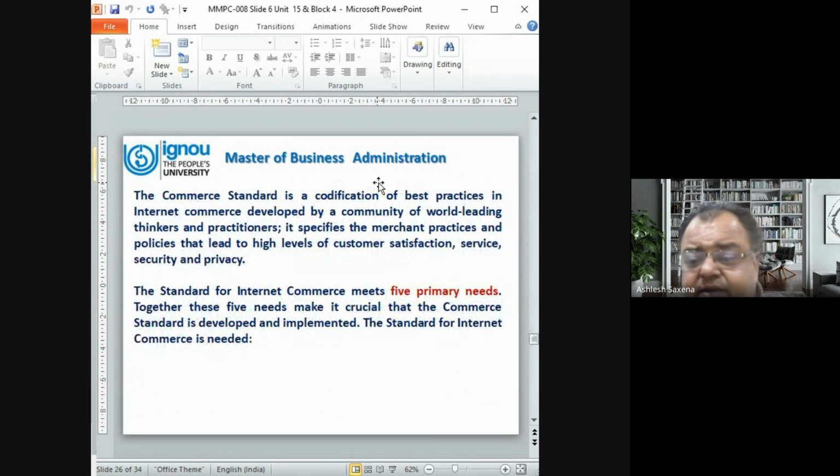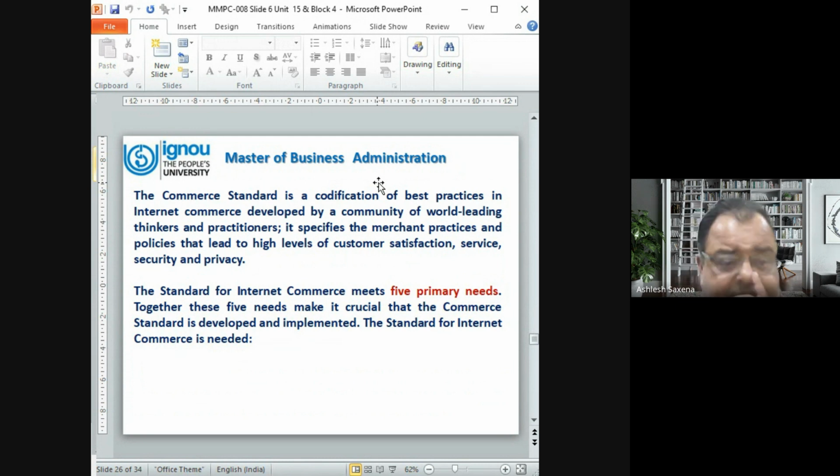The Commerce Standard is a codification of best practices in internet commerce developed by a community of world leading thinkers and practitioners. It specifies the merchant practices and policies that lead to a high level of customer satisfaction, service, security and privacy. The standard for internet commerce meets five primary needs. Together, these five needs make it crucial that the commerce standard is developed and implemented.